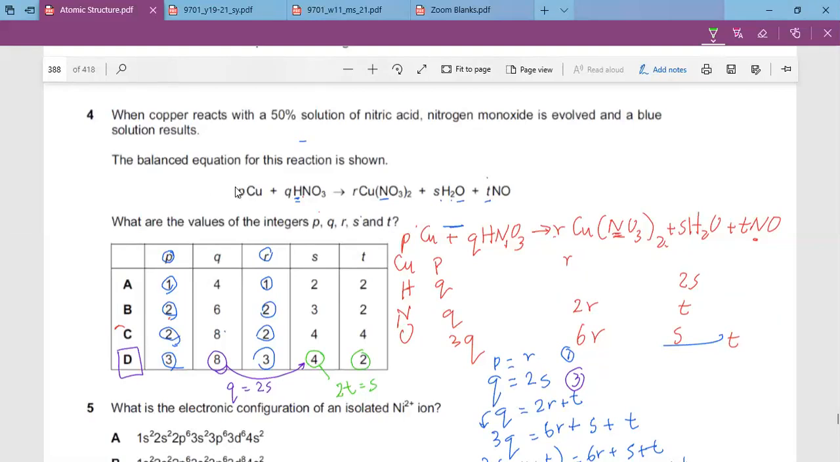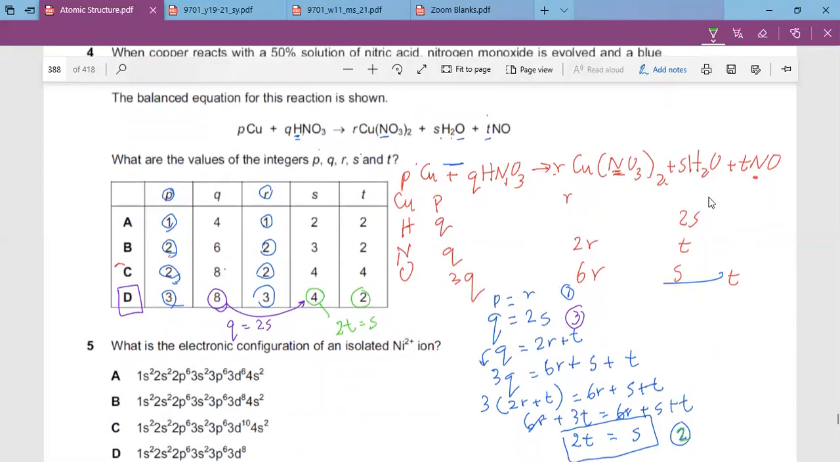Now here, when copper reacts with 50% solution of nitric acid, nitrogen monoxide is evolved and a blue solution results. Here's the question: copper plus nitric acid, because the oxidizing agent is this one, gives copper nitrate plus and so on. Again, now watch. Scale is involved. So P is for copper, so here's 1 atom. So P moles is P atoms. Here we don't have it, but this is the reagent.